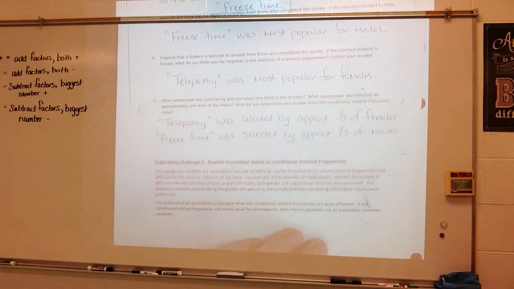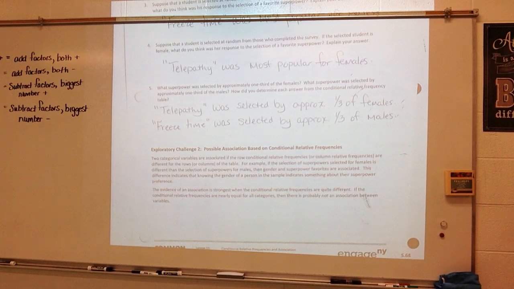If the conditional relative frequencies are nearly equal for all categories, then there's probably not an association between variables. So in other words, there is an association when it does make a difference whether you're male or female as to what power you are choosing. If there's a difference, there is a greater association when that difference is bigger. Now, if everything is pretty much the same, there's no association because it doesn't matter. Males and females pretty much have the same choices.